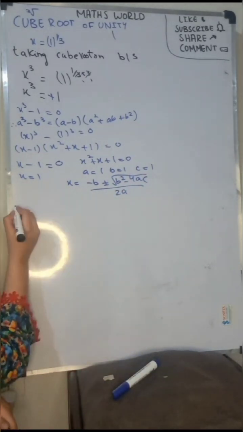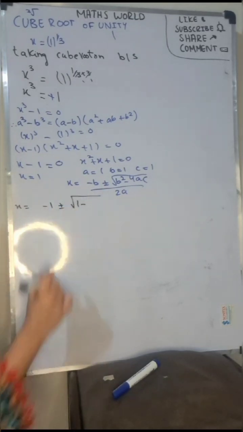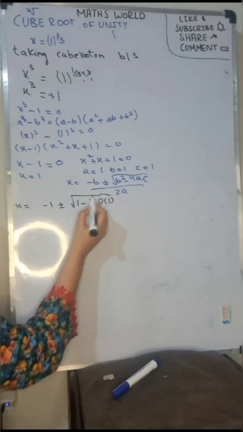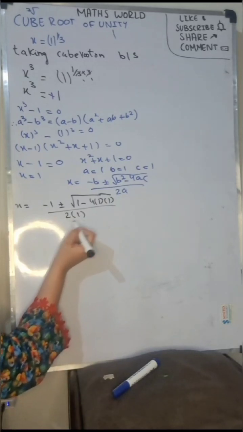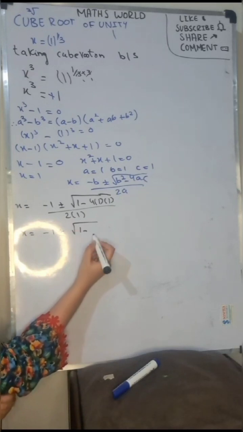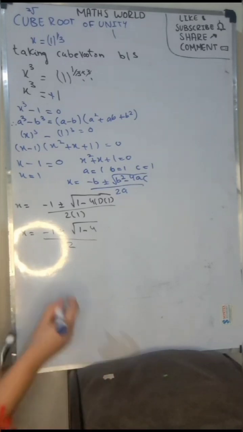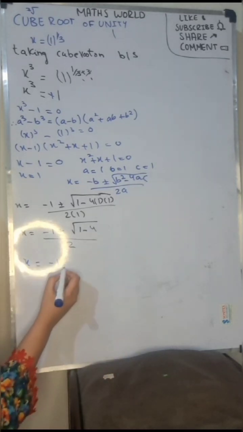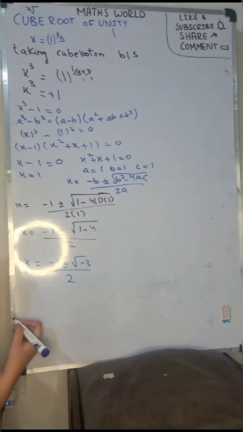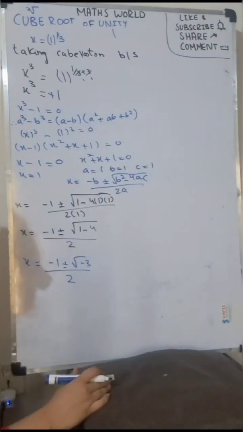Now simply write x is equal to minus b, that is minus 1, plus minus under root 1 minus 4ac, that is 4 into 1 into 1, divided by 2a. x is equal to minus 1 plus minus under root 1 minus 4, divided by 2. Next, x is equal to minus 1 plus minus under root minus 3, divided by 2. So now you have got the cube roots of unity, that is 1 and minus 1 plus minus under root minus 3 by 2.